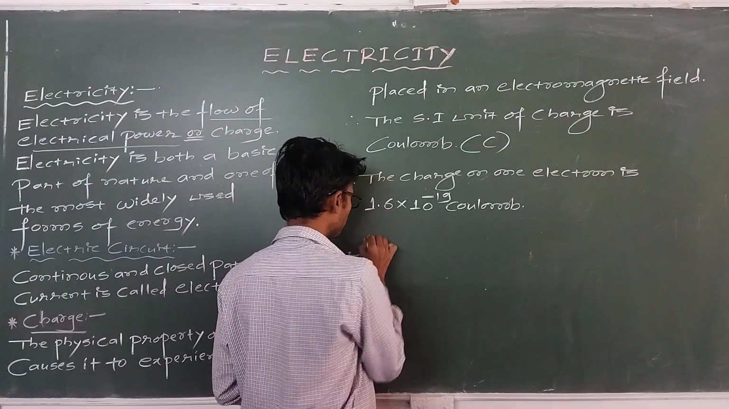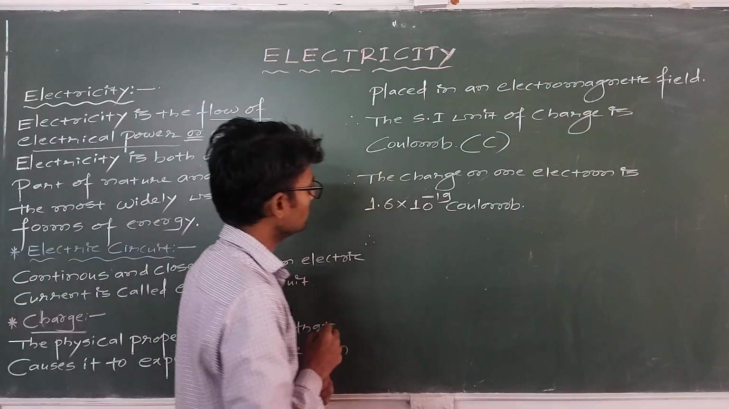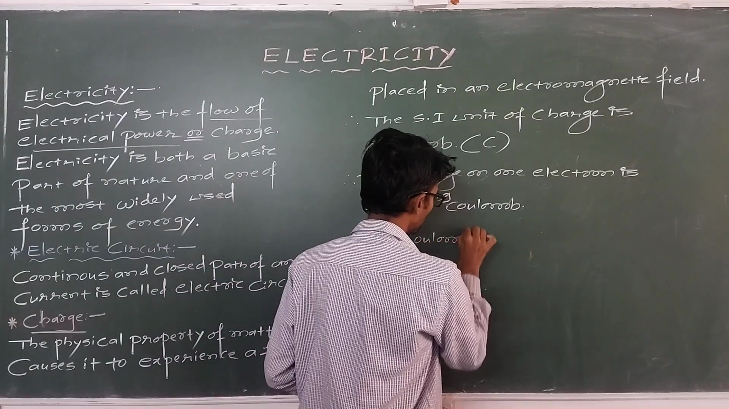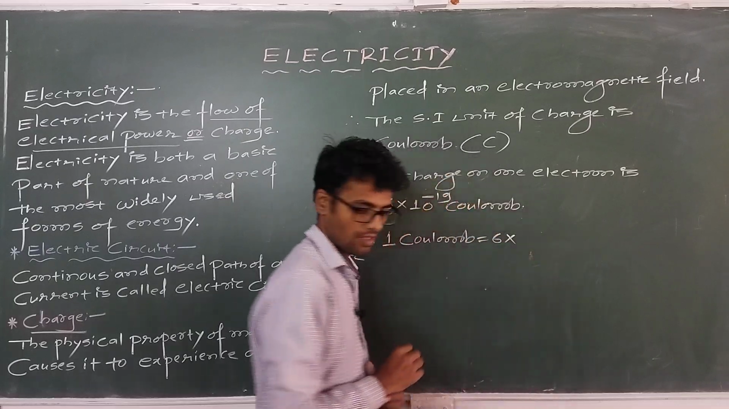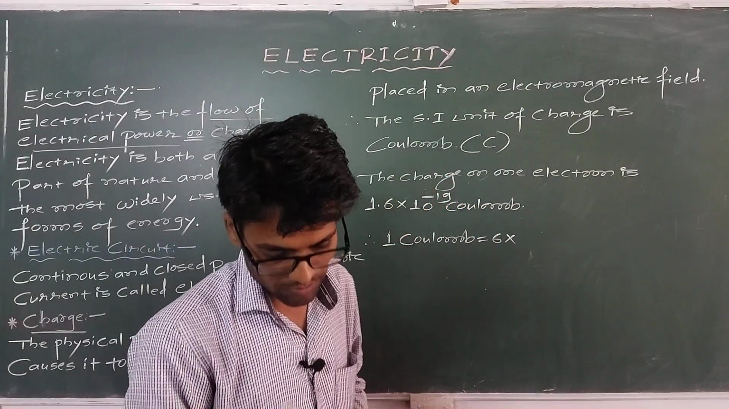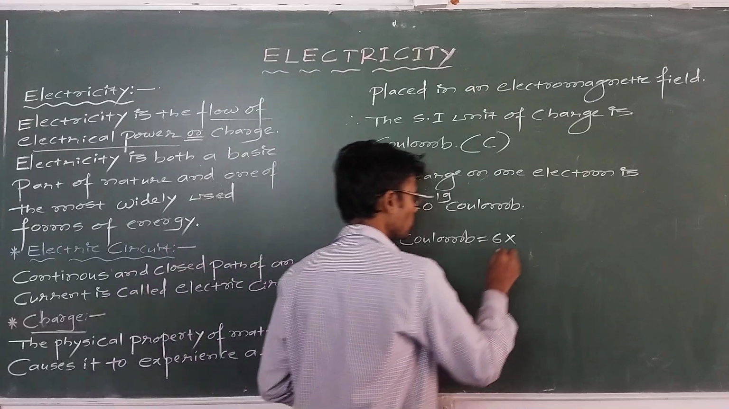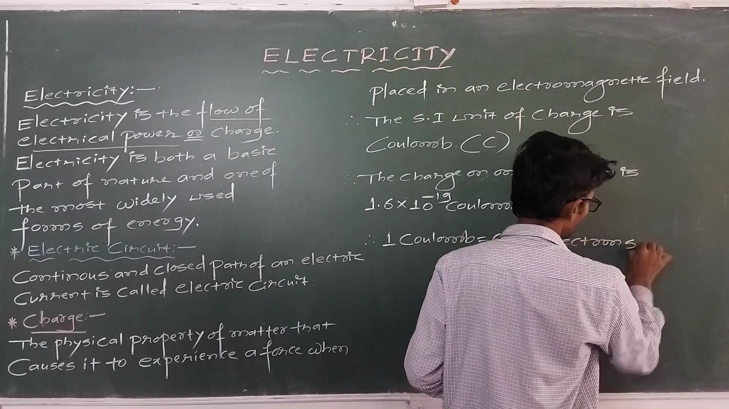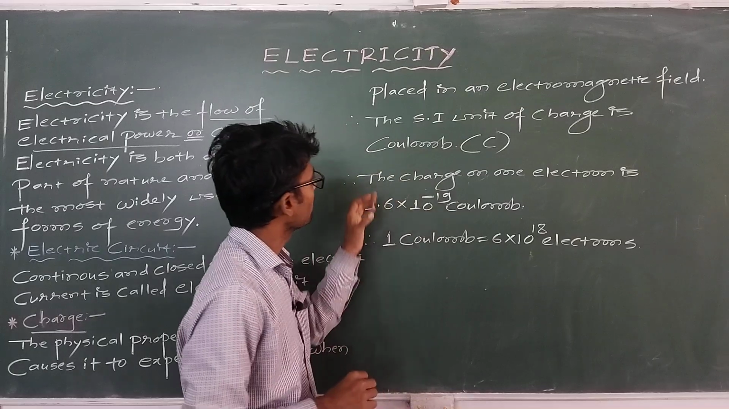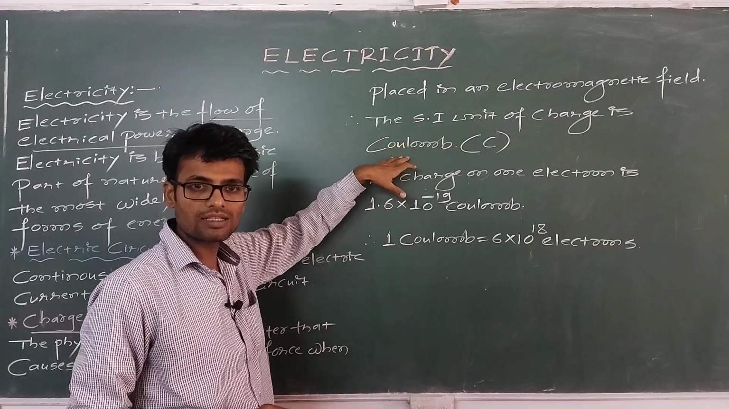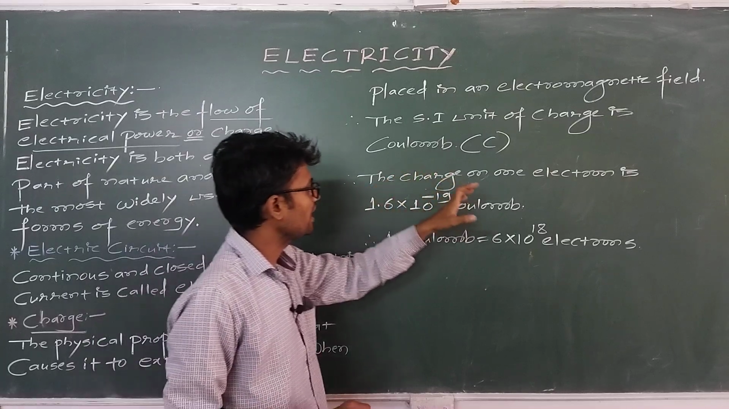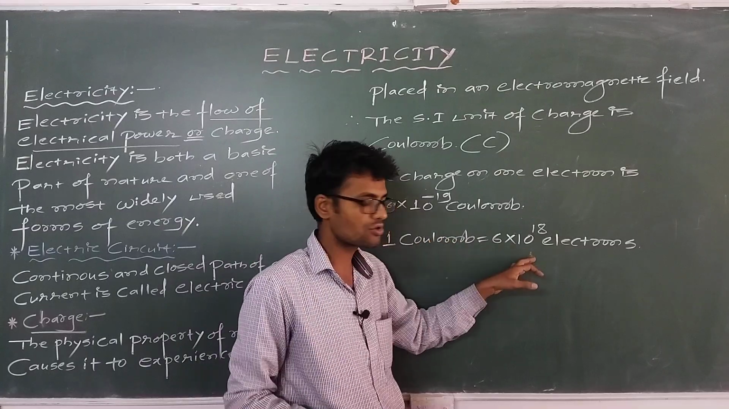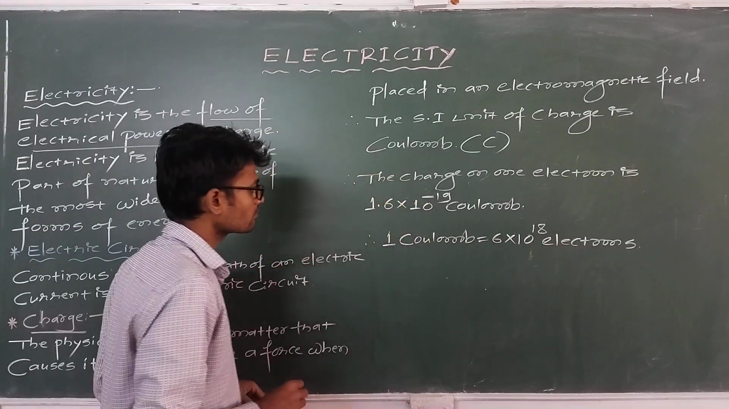Therefore, 1 coulomb is equal to, see the value of 1 coulomb, 6 × 10^18 electrons. Once again, the SI unit of charge is the coulomb, its symbol is C. The charge on one electron is 1.6 × 10^-19 coulomb. 1 coulomb is equal to 6 × 10^18 electrons.